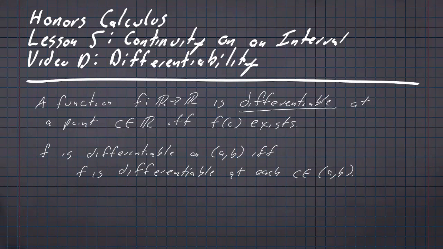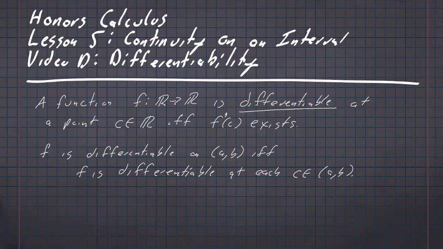All right. We say that a function is differentiable at a point c if and only if the derivative f prime at c exists. And we say that it's differentiable on an interval from a to b if and only if it's differentiable at every point in that interval.